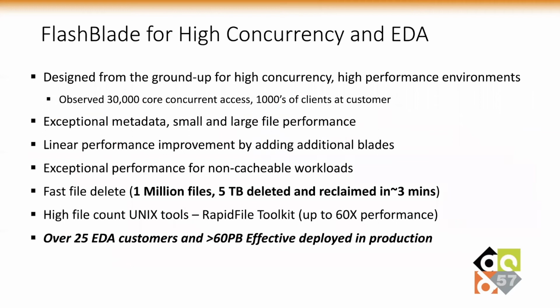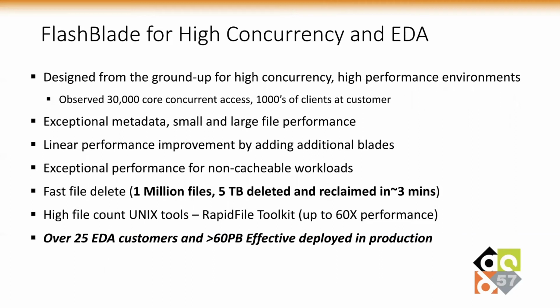FlashBlade, as I mentioned, is designed for high concurrency and EDA. In terms of the level of concurrency, we've seen up to 30,000 concurrent core accesses from thousands of individual IPs at a particular customer. That's at a single instance in time. Exceptional metadata, small and large file performance, linear performance improvement by adding blades, exceptional performance for non-cacheable workloads because we actually do not cache any data inside the FlashBlade at all because the data path is so fast.